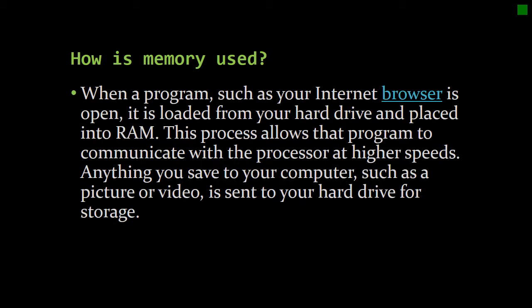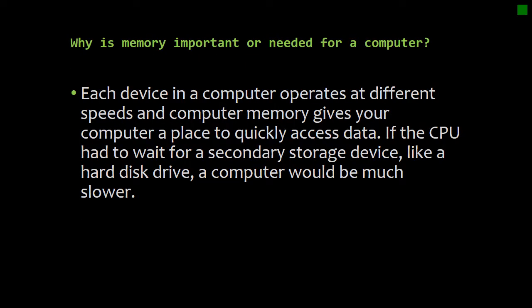So how is memory used? When a program such as Internet Explorer or an Internet browser is opened, it is loaded from your hard drive and placed into the RAM. This process allows the program to communicate with the processor at higher speeds, and anything you save to your computer, such as pictures or video, is sent to your hard drive or storage.